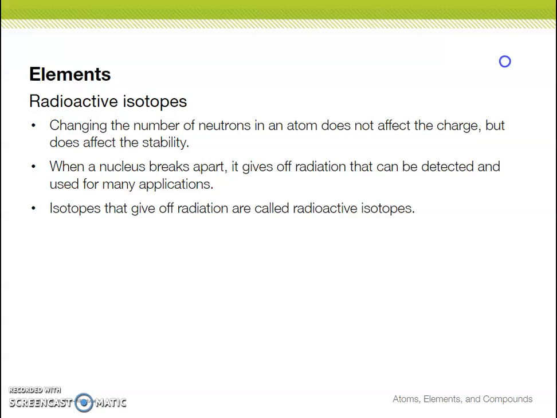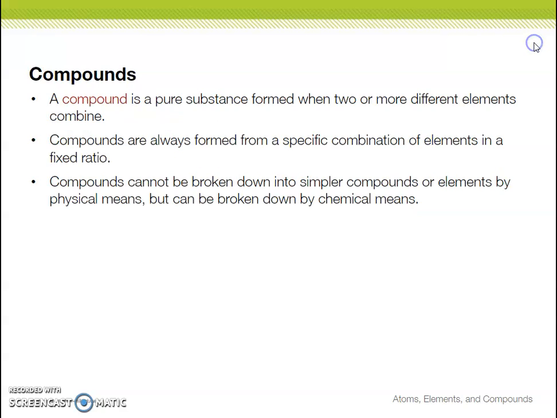This radiation can be used in lots of things. If it's in uranium, it can be used for a bomb, a uranium bomb. Hopefully we don't use those for a very, very long time. They can also be used in a nuclear reactor to generate electricity. They can be used in medicine to diagnose and treat certain illnesses. So radioactive isotopes are very important in society today.